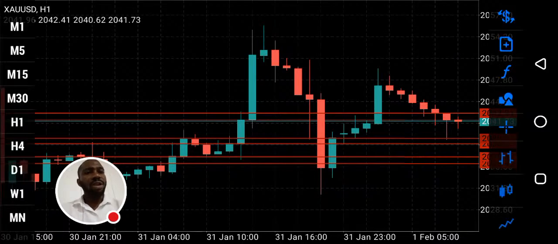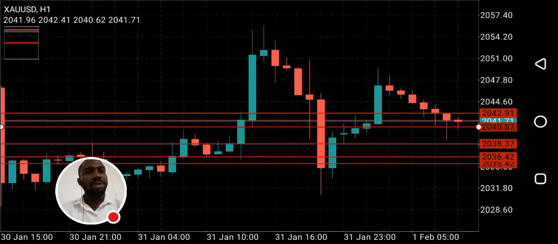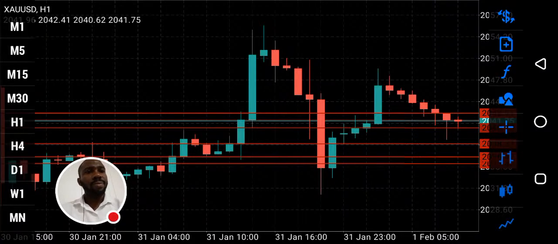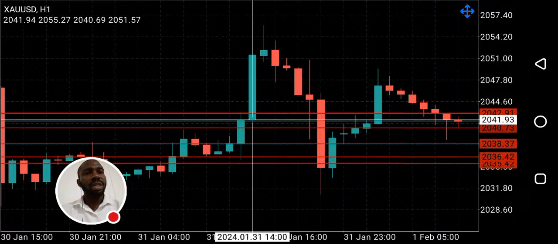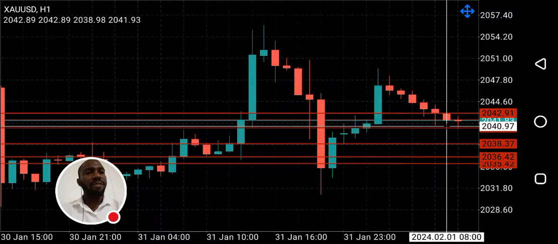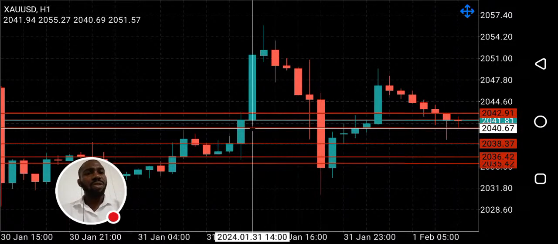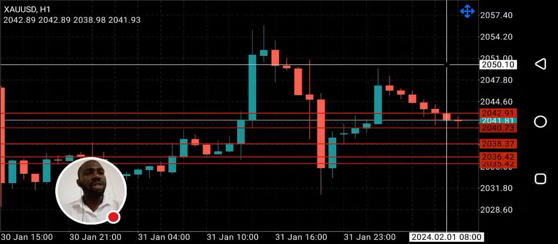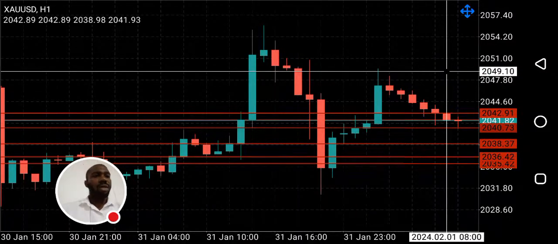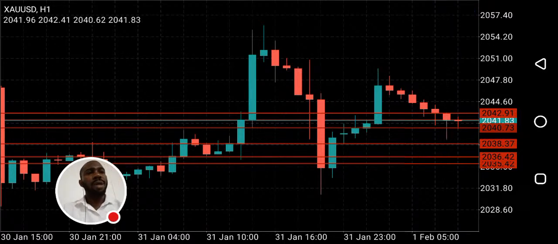Price just tested that low. You can see the candlestick that formed there tested this low, tested this support, and there was a strong rejection from that level. So there is a possibility of the gold price going up. I hope that is clear.